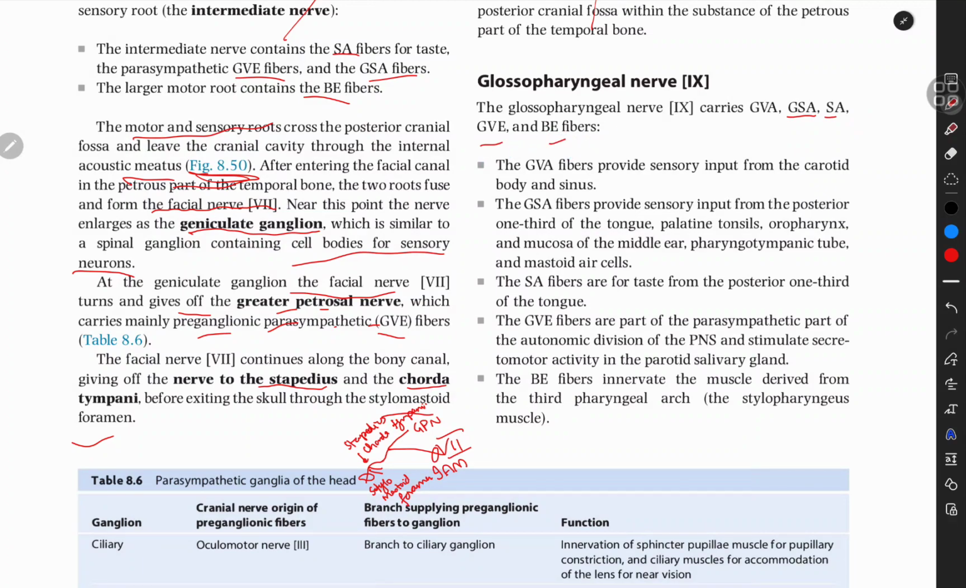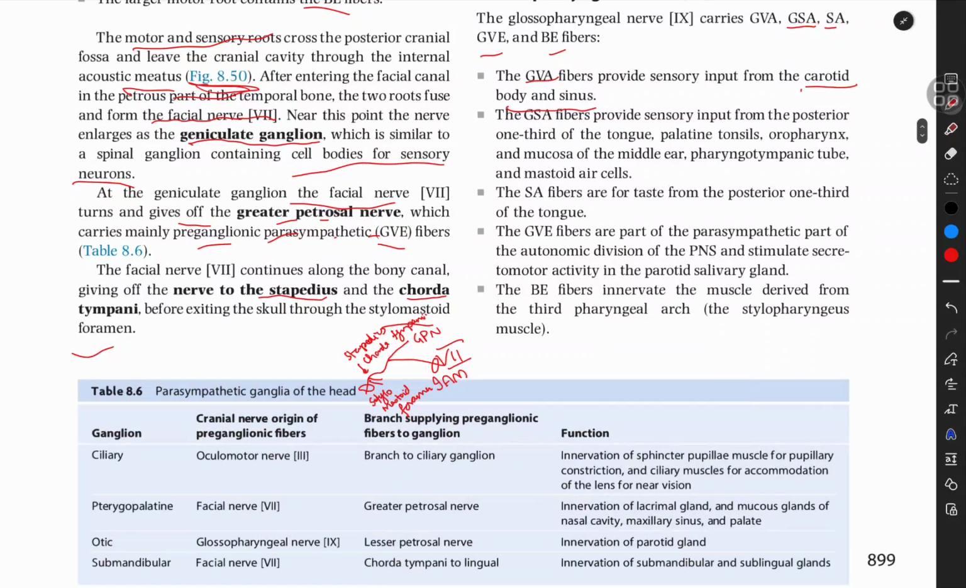General visceral afferent fibers provide sensory input from the carotid body and sinus. So this is the general visceral afferent sensory from the carotid body and the sinus, via the glossopharyngeal nerve. The general somatic afferent fibers provide sensory input from the posterior one third of the tongue, palatine tonsils, oropharynx, mucosa of the middle ear, pharyngotympanic tube, and the mastoid air cells.